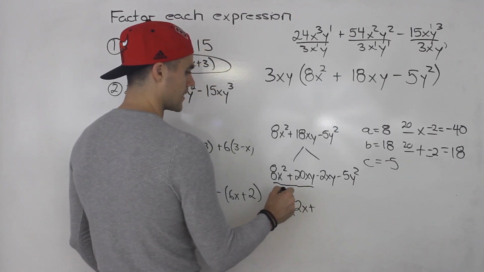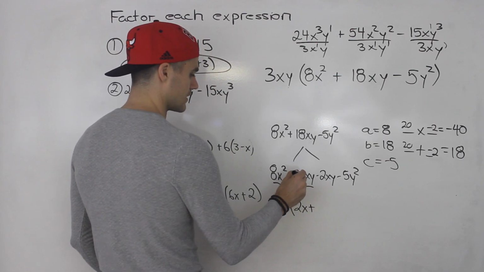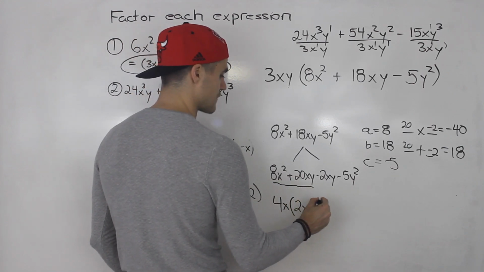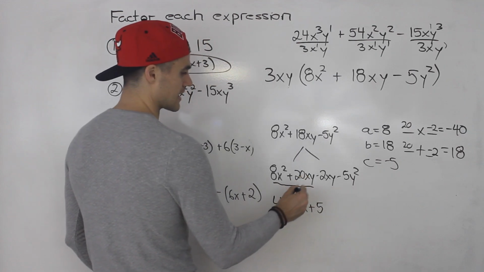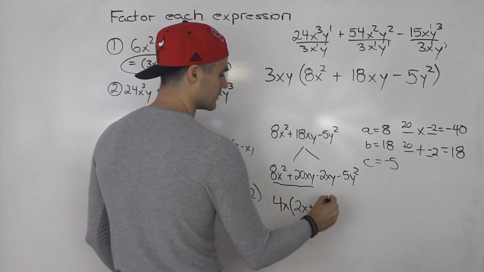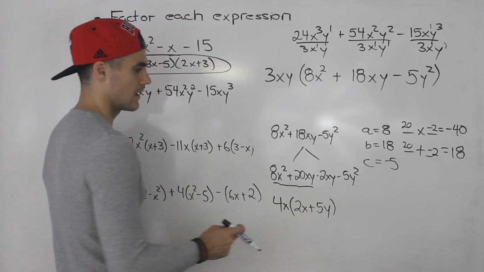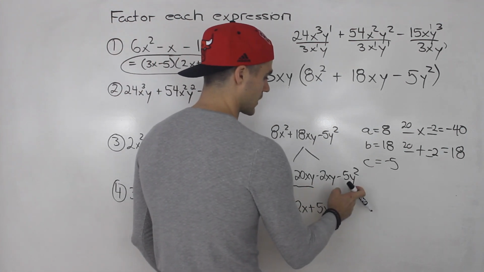And then 20xy divided by 4x. 20 divided by 4 is 5. The x's cancel out, and we're just left with a y. So 2x plus 5y is remaining there. And then from these two terms, what can we take out?